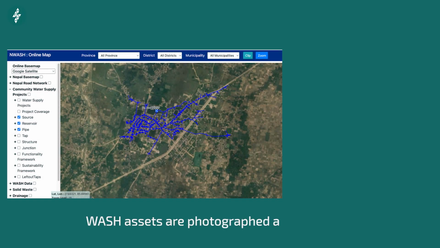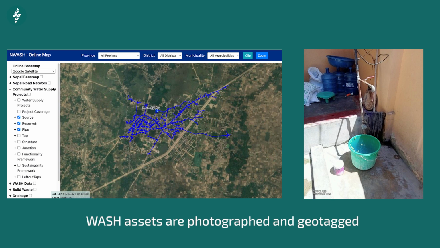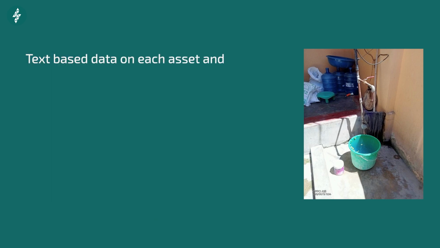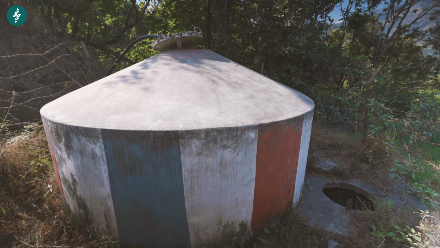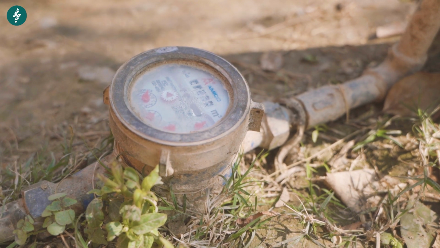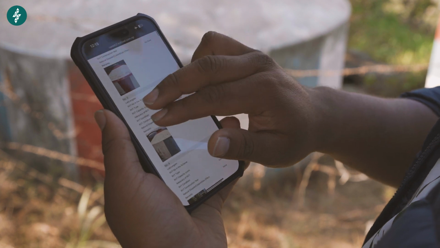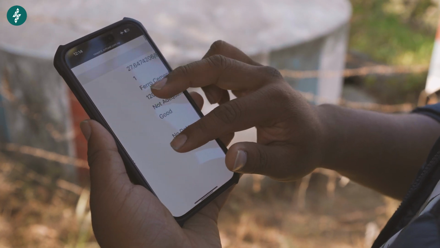NWASH is a government-operated management information system. It is a national database for the collection of all water supply-related assets like intakes, reservoirs, taps, and various other assets. Once the data are put in, it is a geo-referenced system. The data is collected through mobile applications, and later on in the dashboard you can see the analysis.